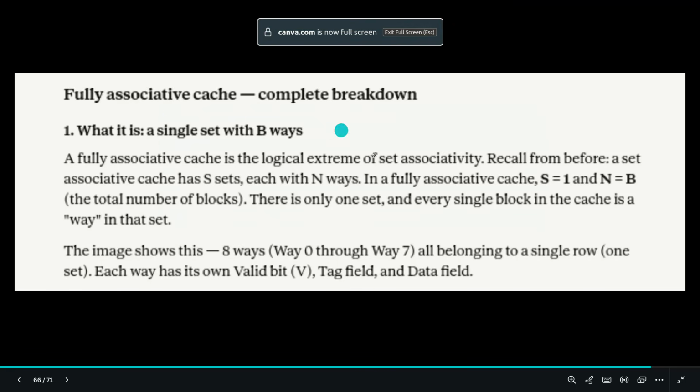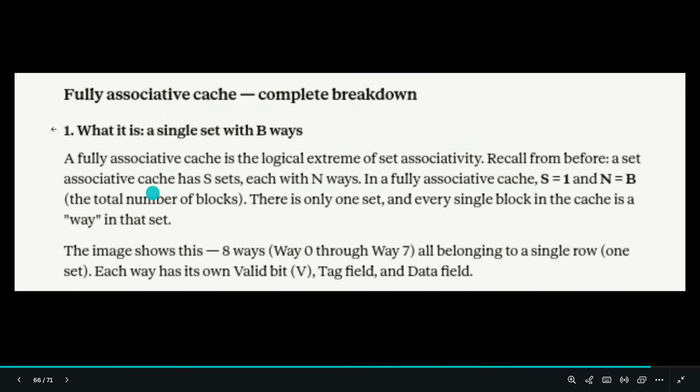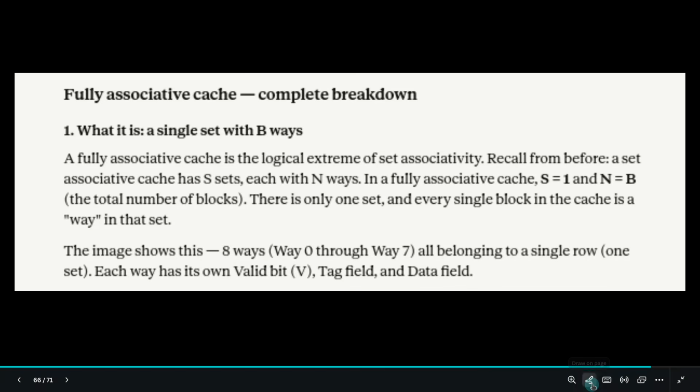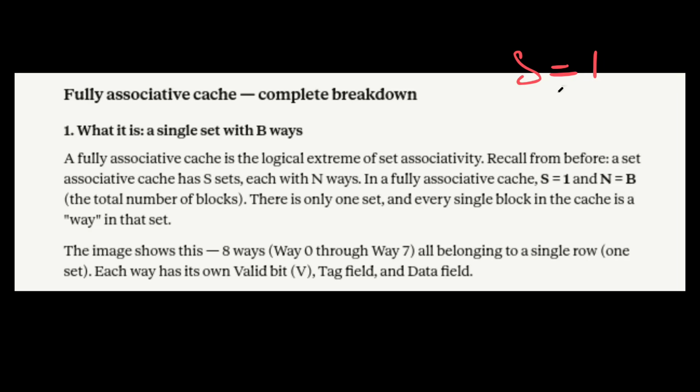So in this video we will be discussing fully associative cache. In fully associative cache you have to understand that the n value is b here. That is, there is only one set. You have to understand one important thing here, that the number of sets here is 1. How does the number of sets become 1?